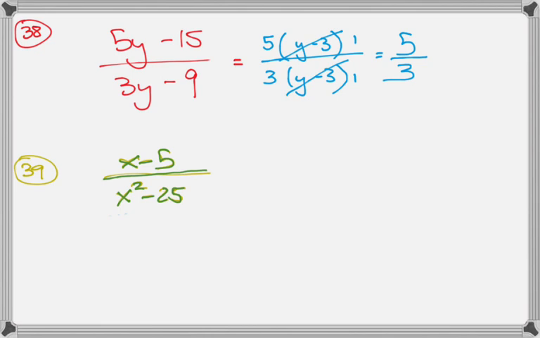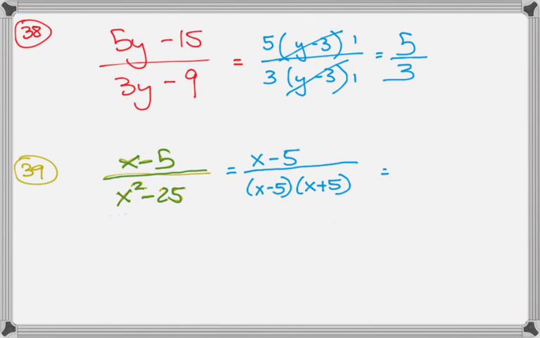Go ahead and do 39. Now, x minus 5 in the numerator, I'll help you with that one. This cannot be factored further, so you just copy it over. You can't factor x minus 5. But the x squared minus 25, we factored that earlier. Difference of squares, x minus 5 and x plus 5.